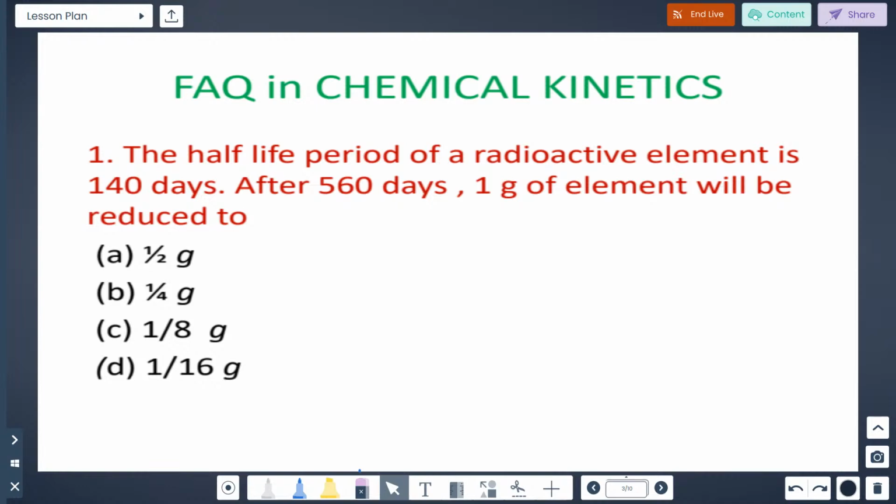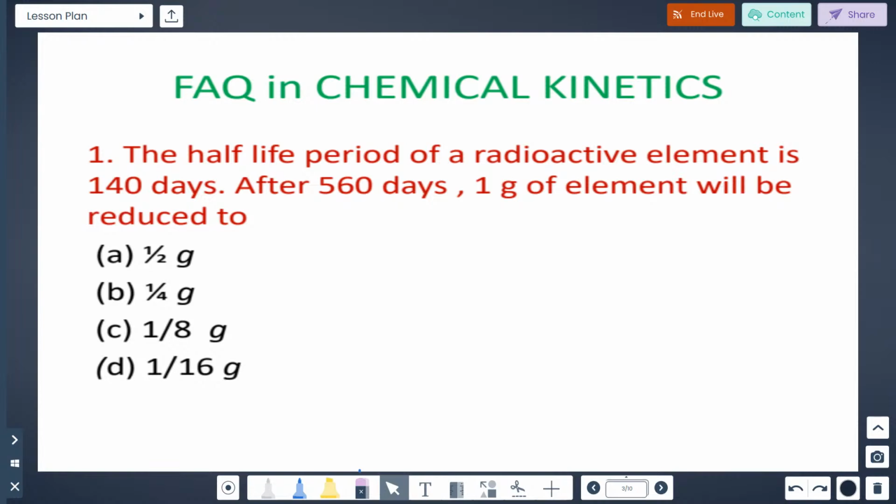I already told you, before that you should be ready with the formulas and concepts as usual. If you know all this, you can use it to understand all these problems. Now, see the first sum.